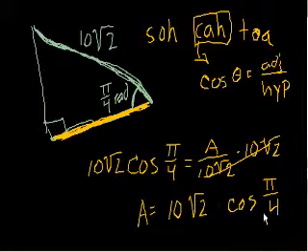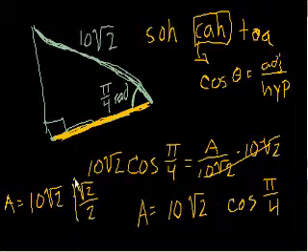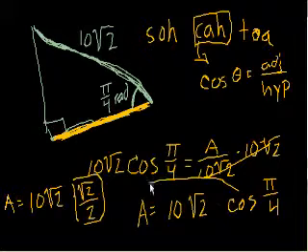Since I don't have any of that at my disposal right now, I'll just tell you what the cosine of pi over 4 is. The cosine of pi over 4 is square root of 2 over 2. So A, not area, A, which is the adjacent side, is equal to 10 square roots of 2 times square root of 2 over 2. Remember, you might be a little confused. You're like, how did Sal get that? All I said is the cosine of pi over 4 is square root of 2 over 2. And actually, this one you might know offhand because it's a 45-degree angle.